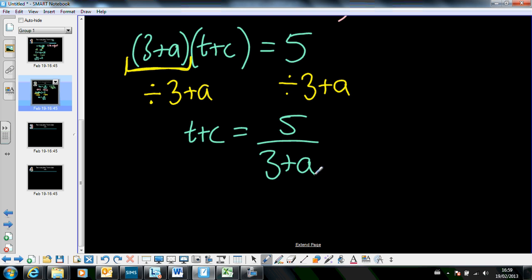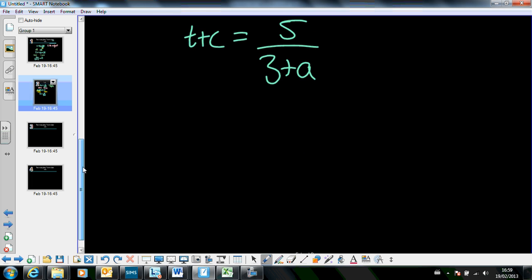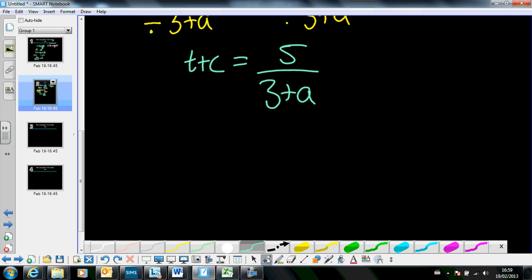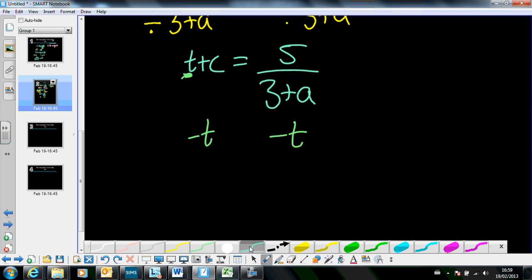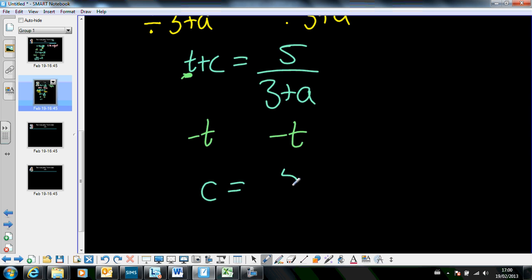I'm nearly done because I wanted C on its own. So all I've got left to do is get rid of the T. Obviously I can do that by subtracting T off both sides. And I'm going to get C is equal to 5 over 3 plus A, subtract T.